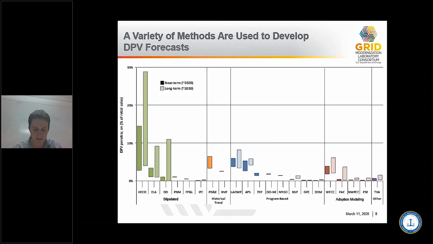Next, we looked at types of methods that planners have used, and I'll get into detail on what these represent. But basically, we see at least 4 types of methodologies: stipulated forecast, historical trends, program-based, and adoption models. And so you can see that these do result, again, in a wide range of outcomes. Next slide, please.